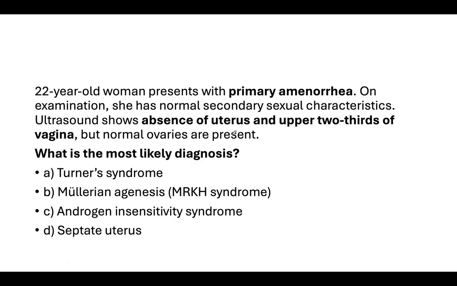Now there is another clinical-based question. A 22-year-old woman presents with primary amenorrhea. Remember, she is presenting with primary amenorrhea. On examination, she has normal secondary sexual characteristics. Ultrasound shows absence of the uterus and upper two-thirds of the vagina, but the ovaries are normal. So what is the answer? Is it Turner syndrome, Müllerian agenesis, androgen insensitivity syndrome, or septate uterus?